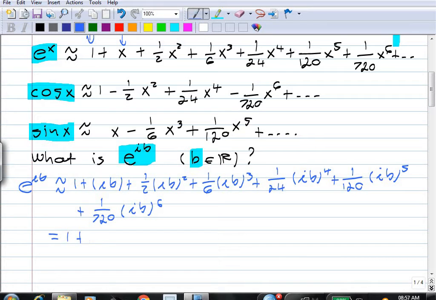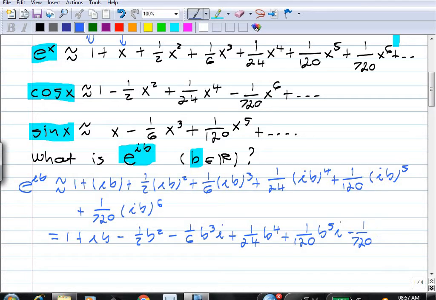So we're going to get 1 plus ib minus a half b squared minus 1 over 6 b cubed i plus 1 over 24 b to the fourth plus 1 over 120 b to the fifth i minus 1 over 720 b to the sixth.